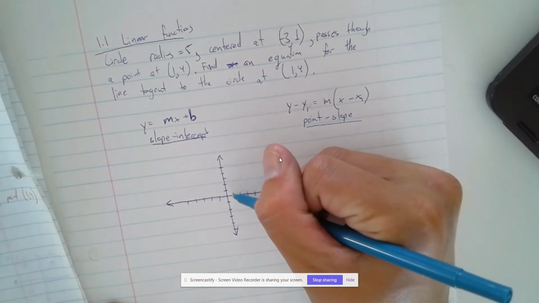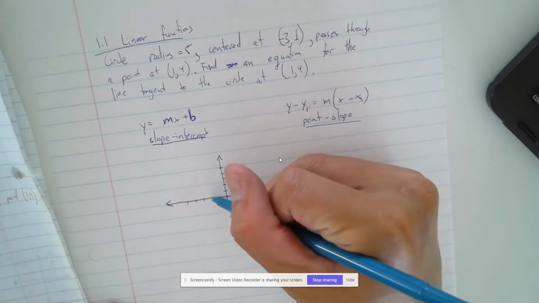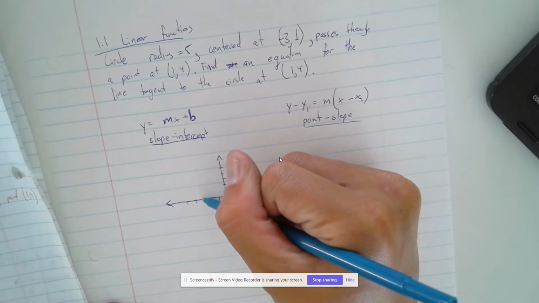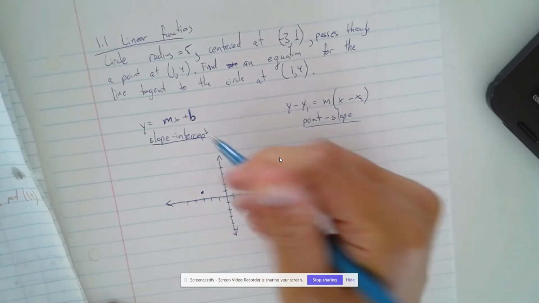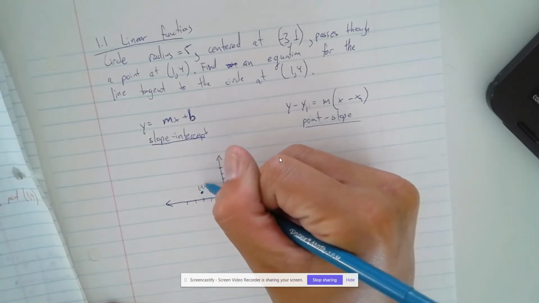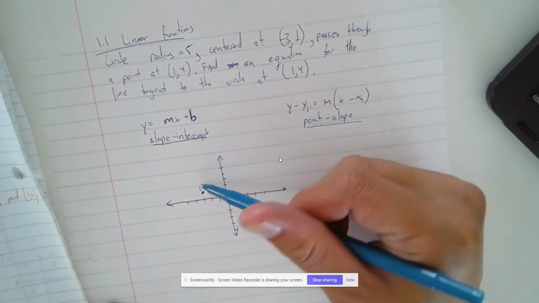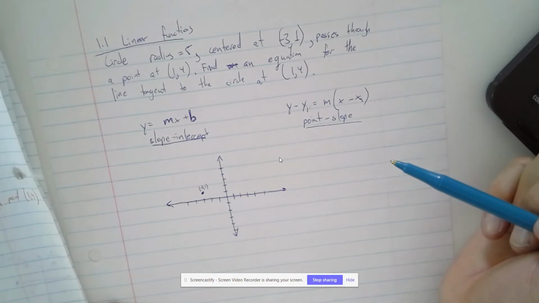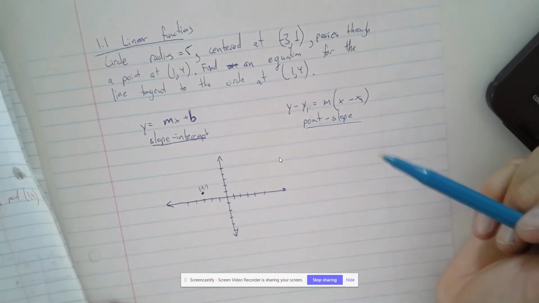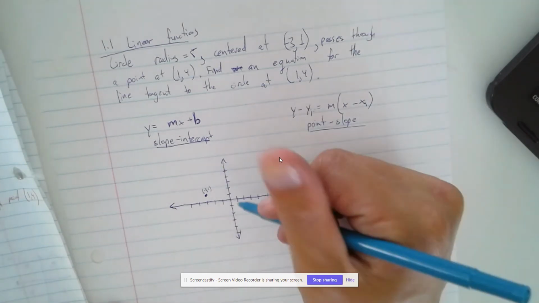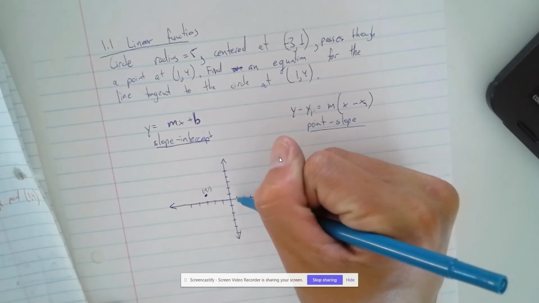So it is at -3, so -1, -2, -3, and +1. So it should be here. That's the center. I'm going to say that's -3, 1. I know it's hard to read, but I'm going to write that so I can see for myself. That's -3, 1. And then there's a point on this circle at 1, 4. So that's going to be up here.